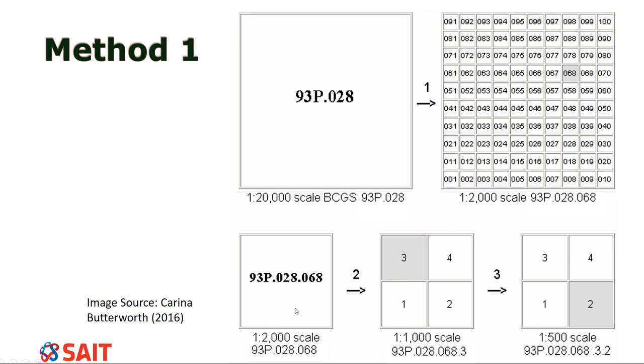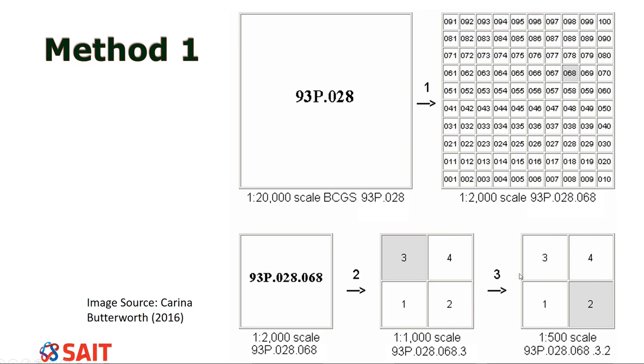So they take that and they're like, no, we need it more accurate. We need to be able to zoom in more. So what they do is they take this and they divide it into 4. So now I go from a 1 to 2,000 scale, and now I'm at a 1 to 1,000 scale. And we can see what they do here is just include 1 digit at the end. So I have a 93P028068. And again, not good enough.